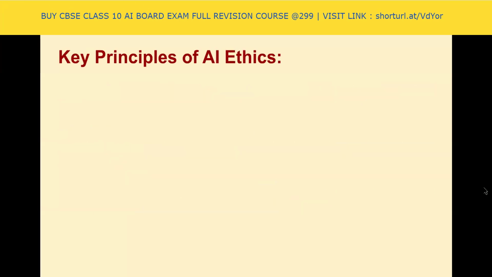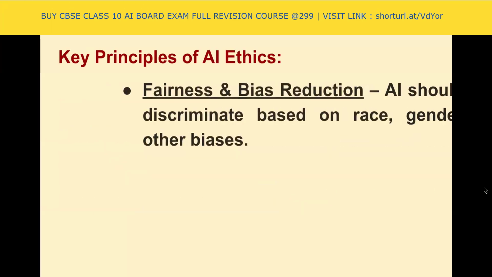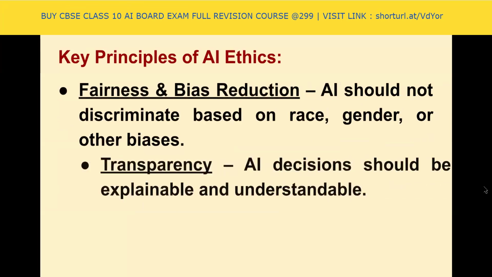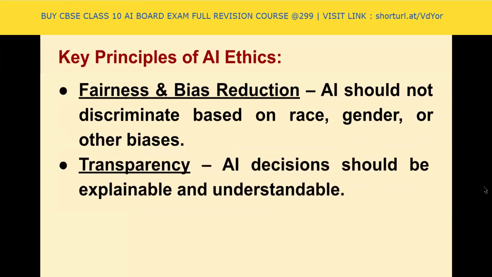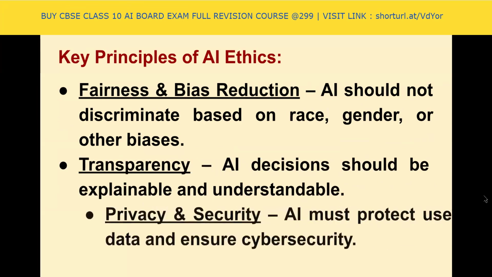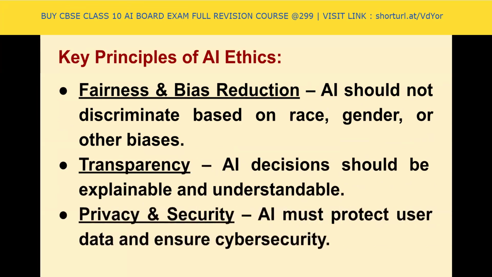Okay, so let's move to the next one. What are the key principles of AI ethics? One is fairness and bias reduction. Second is transparency. Then we have privacy and security. So let's understand each one of them, and what is meant by each of these key principles.